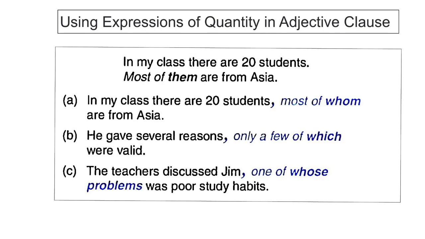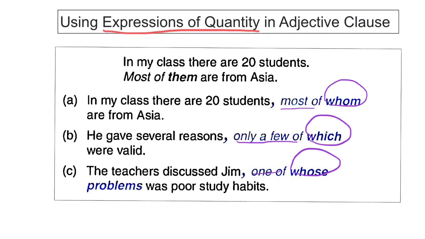Now let's discuss the use of expressions of quantity in adjective clauses. An adjective clause may contain an expression of quantity with of, such as some of, many of, most of, none of, two of, half of, both of, and so on. The expression of quantity precedes the pronoun. Only whom, which, and whose are used in this pattern. This pattern is more common in writing than speaking. Commas are used.